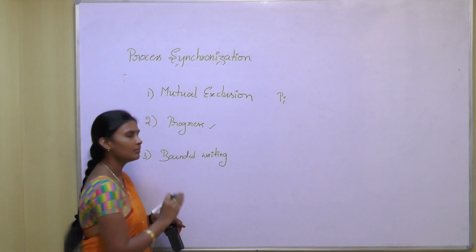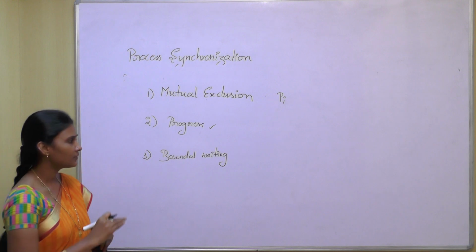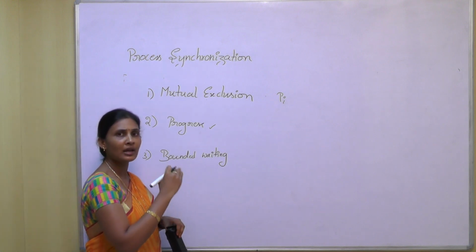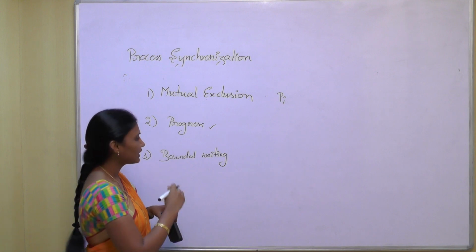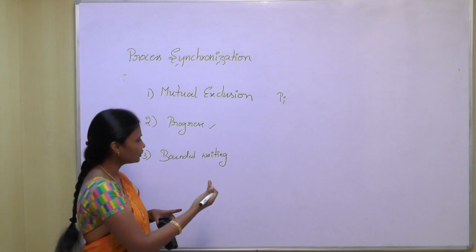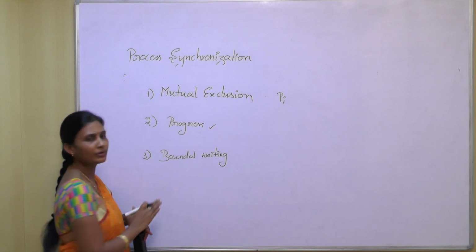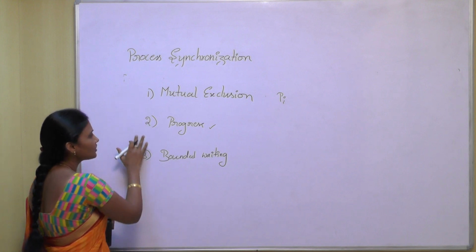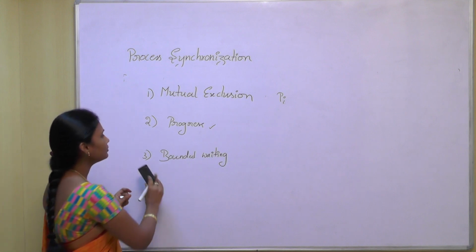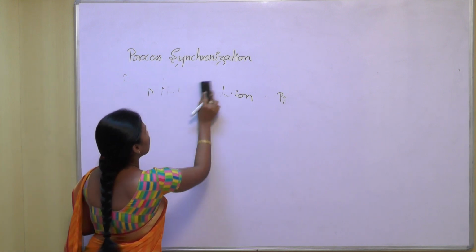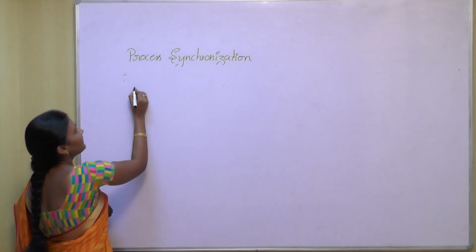The next one is bounded waiting. Bounded waiting means there exists a limit on how many times other processes are allowed to enter the critical section after a process has requested to enter, before that request is granted. That is bounded waiting. When we satisfy these three requirements, it solves the critical section problem. Then coming to another solution for the critical section, that is Peterson's solution.